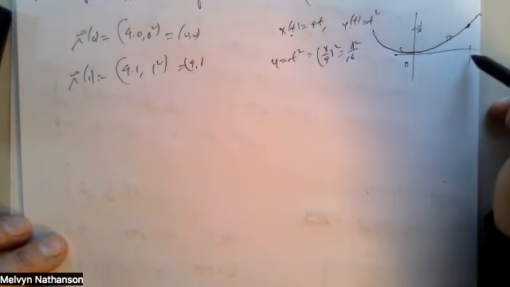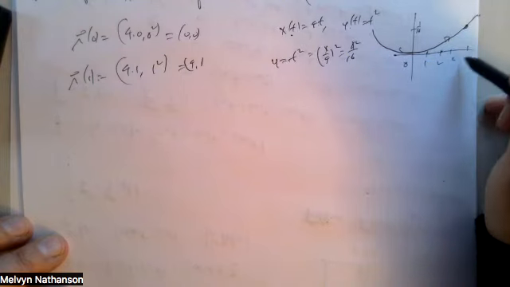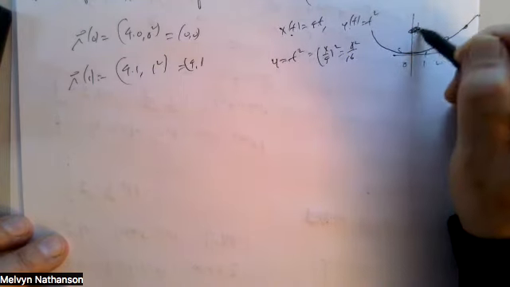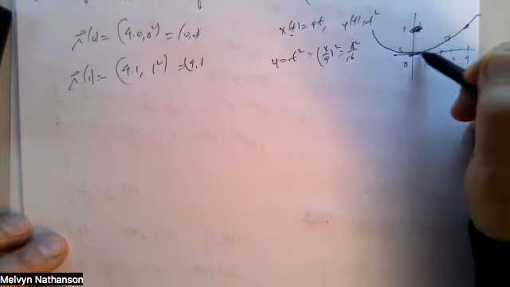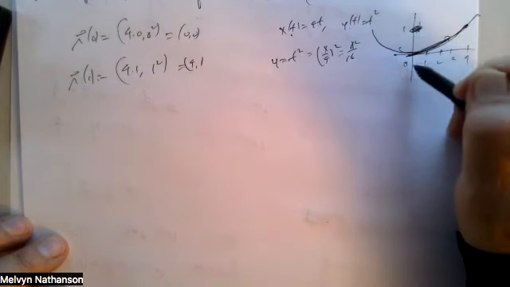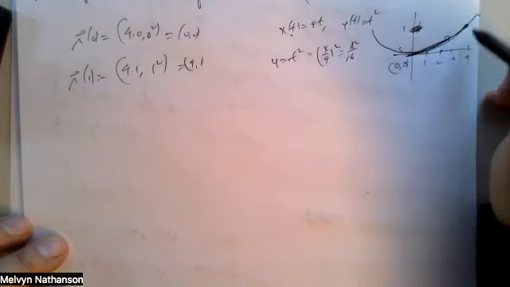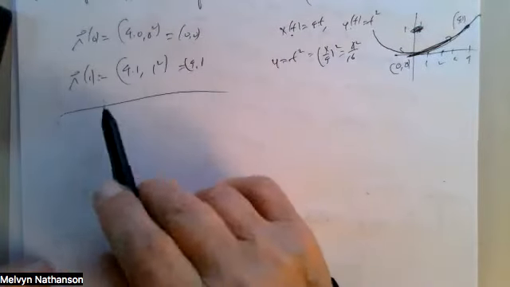So 1, 2, 3, 4. This is 1. So we're going along the parabola from the point 0, 0 to the point 4, 1. That's r.